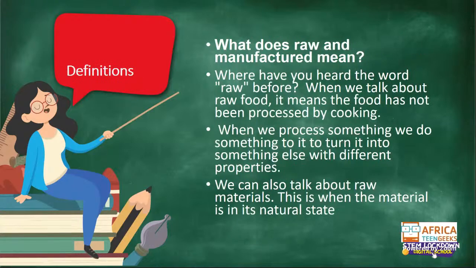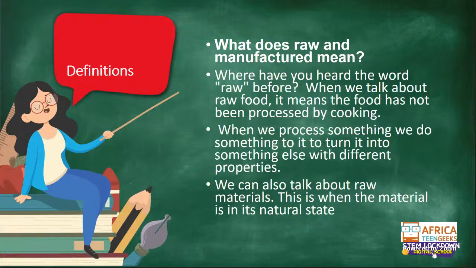So here are the definitions. Remember, lesson objective: to know what raw means. So here it says, what does raw and manufactured mean? So this word raw, where have you seen it before? I think it's not the first time that you hear someone saying raw. And you think of this word, I've seen it somewhere and I've heard of it.